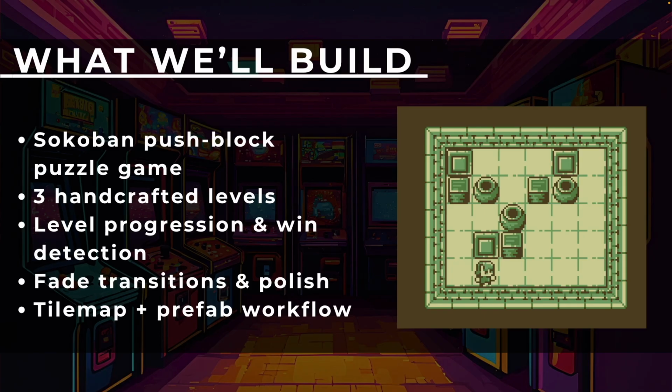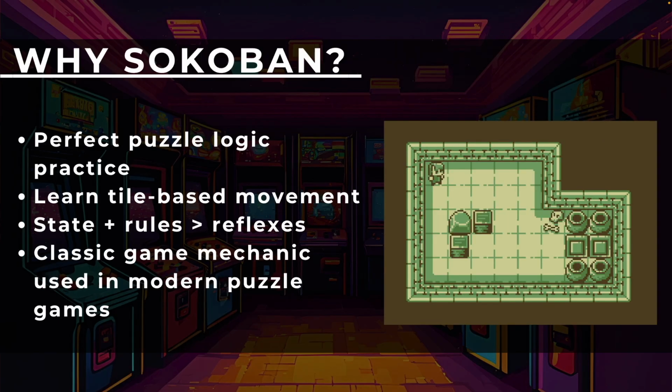What we'll build. By the end of this course, you'll have a fully playable Sokoban game, with a title screen, 3 handcrafted levels, real push block mechanics, level progression with win detection, and smooth scene transitions, everything from when our game boots up to our final level clear. Why this project? Sokoban is the perfect learning project because it forces you to think about game state, grid logic, movement rules, and level design, fundamentals that apply to almost every game genre.